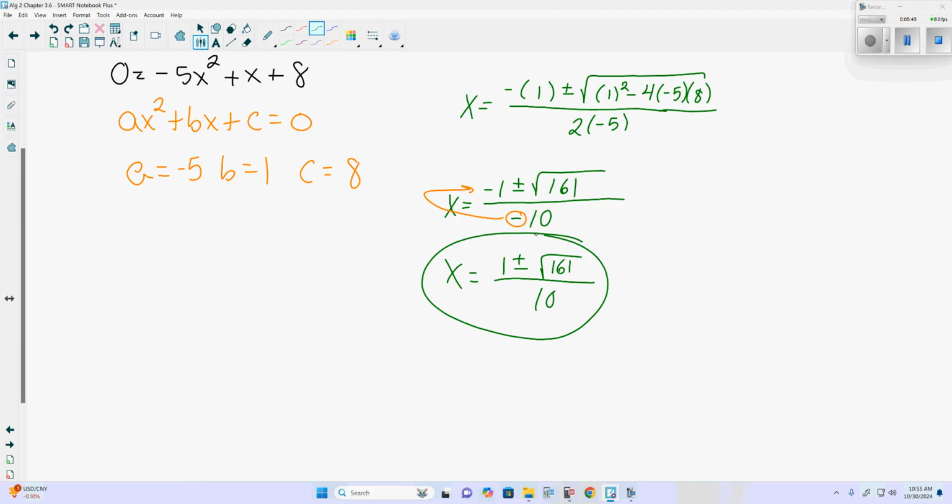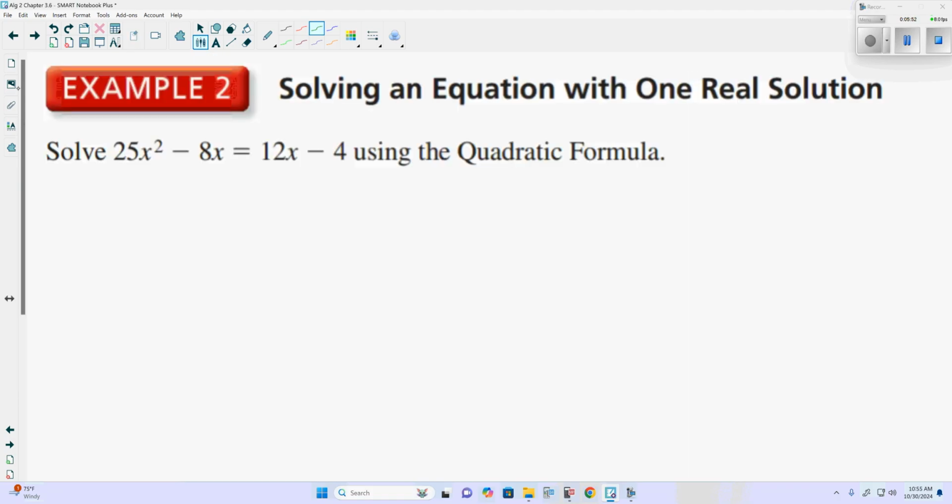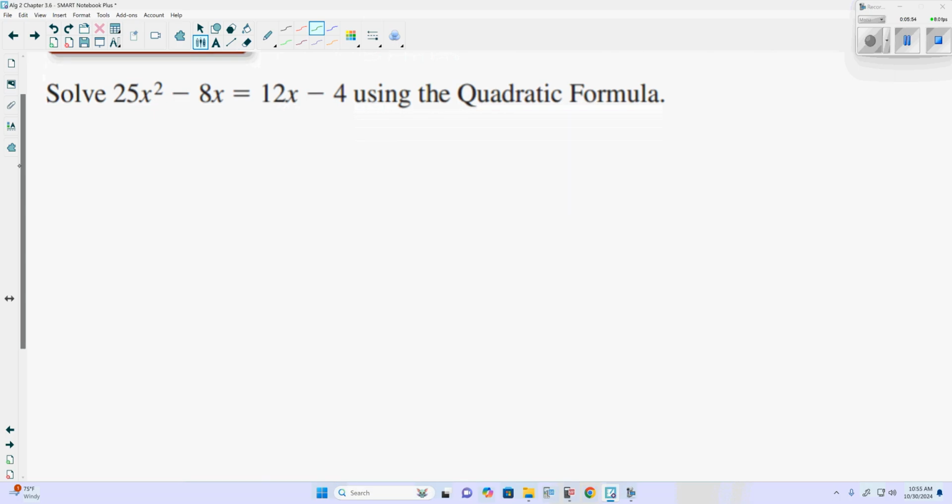Questions on this here? We ready for the next one? We're going to do 2 more of these with the quadratic formula, and then look at the discriminant. So this here, we have 25x squared minus 8x equals 12x minus 4. We need to get this equal to 0. Right, because no matter which way we go, we're going to have to move 2 things. Either move the 25x squared and negative 8x, or the 12x and negative 4.